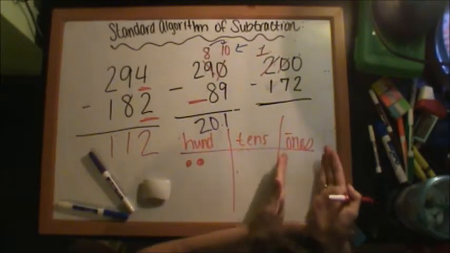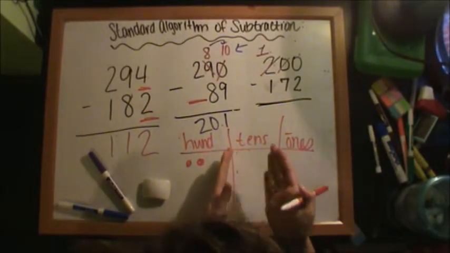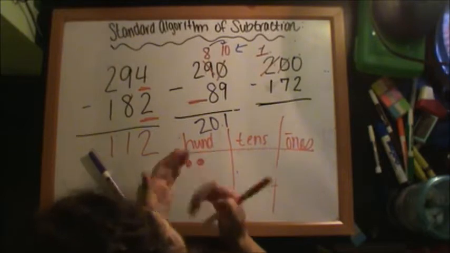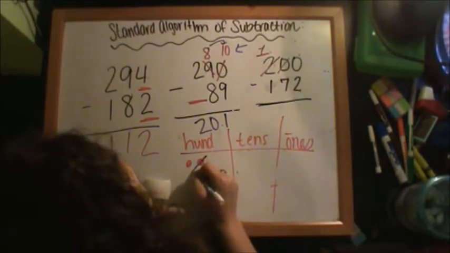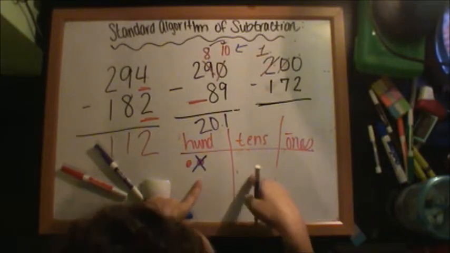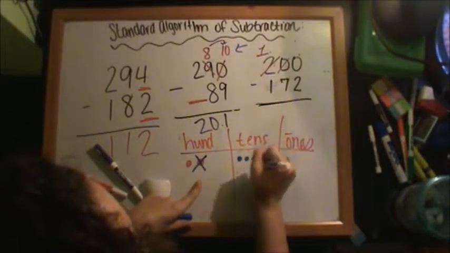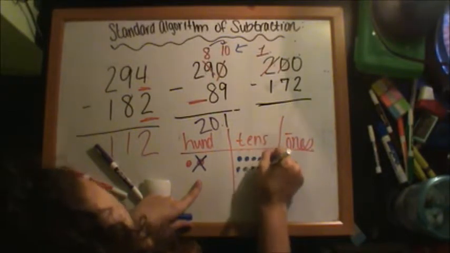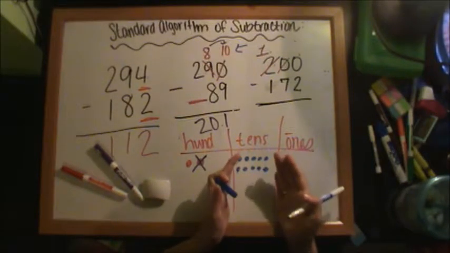I need to take 2 1s away from this, but I can't. So I'm going to go next door and borrow some 10s. I don't have any 10s, so I'm going to go next door and borrow 100. So I'm going to take an entire 100. How many 10s is a 100? 1, 2, 3, 4, 5, 6, 7, 8, 9, 10. 100 is the same as 10 10s.